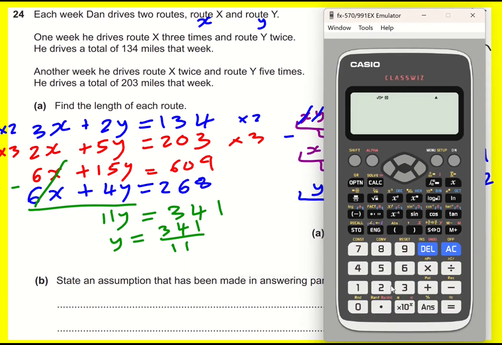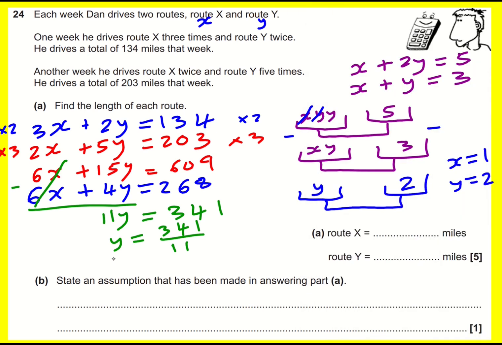So we can use a calculator for this. 341 divided by 11 and we get the answer. Y is equal to 31. Wait, was it 31? Yeah.